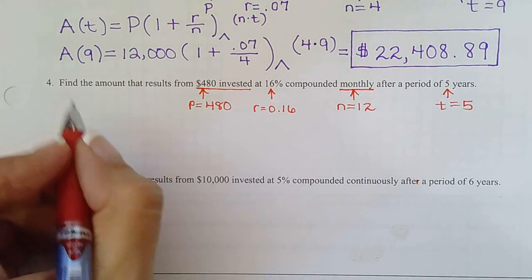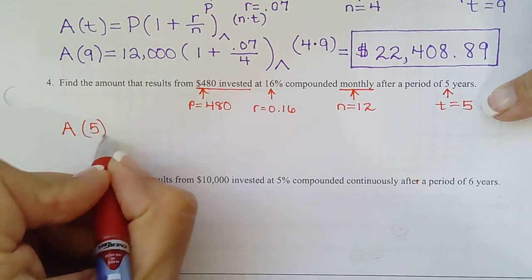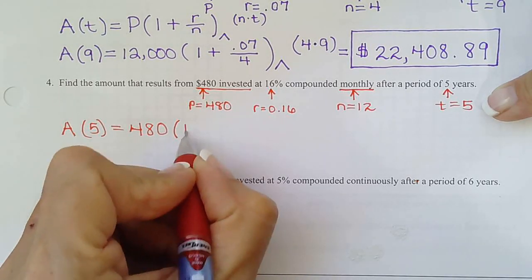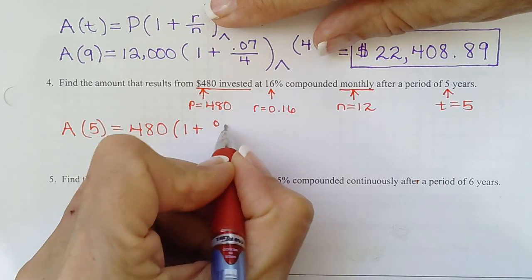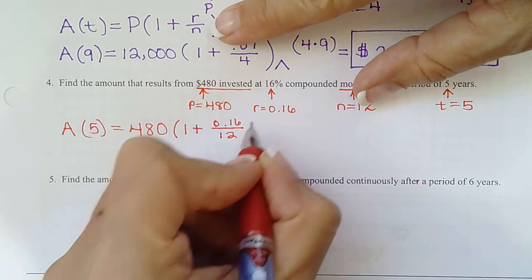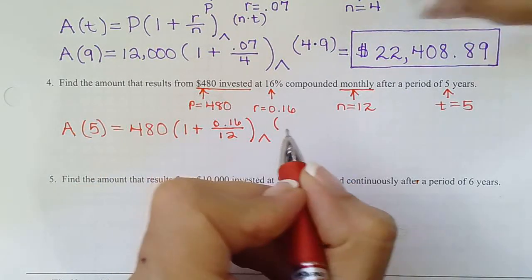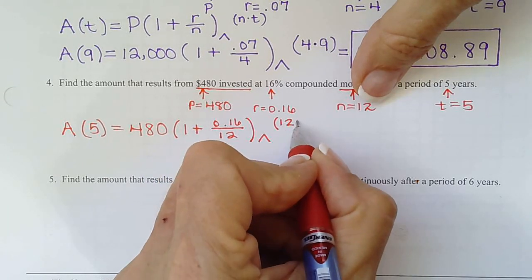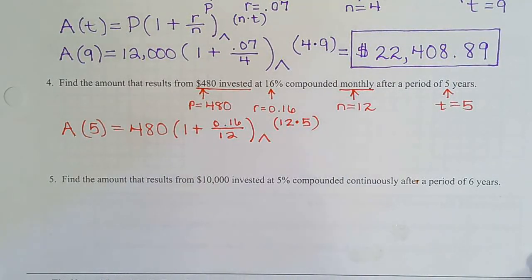So we are ready to plug and chug. So the amount after 5 years is the principal, 480, times 1 plus R, which is 0.16, over N, which is 12, caret, to remind yourself to put that in. And then N times T. N is 12 times T is 5. And we're ready to plug it in.